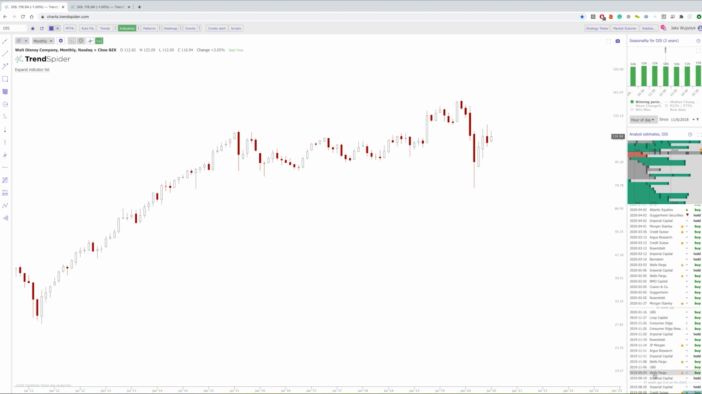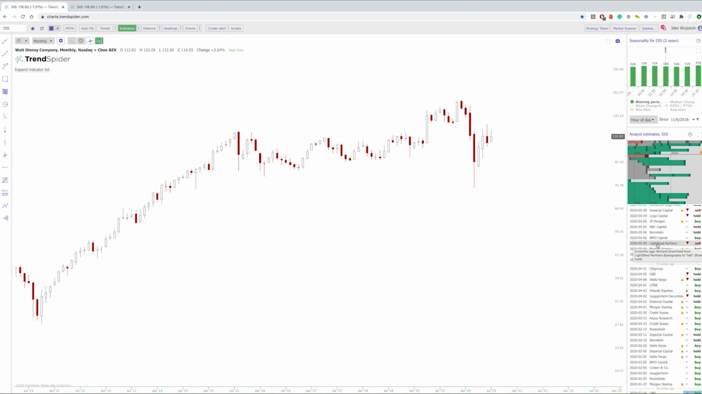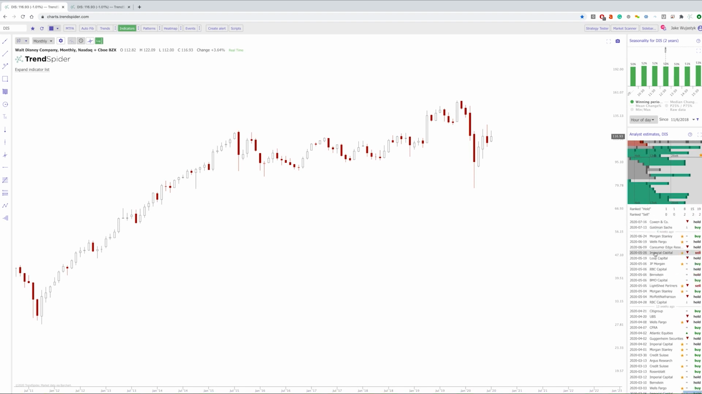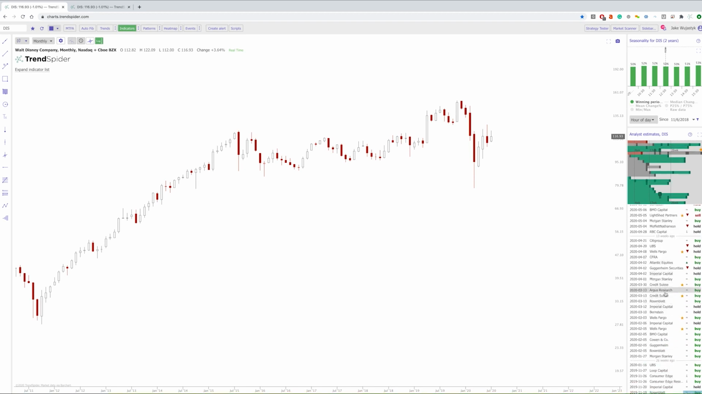They said it was going to be a buy September of 2019. Let's do someone who said this is a hold, maybe Imperial Capital. And then let's go to a couple of these sell guys. May of 2020, that was a sell. Another one, May of 2020, another sell. And so we can add all of these different analysts.